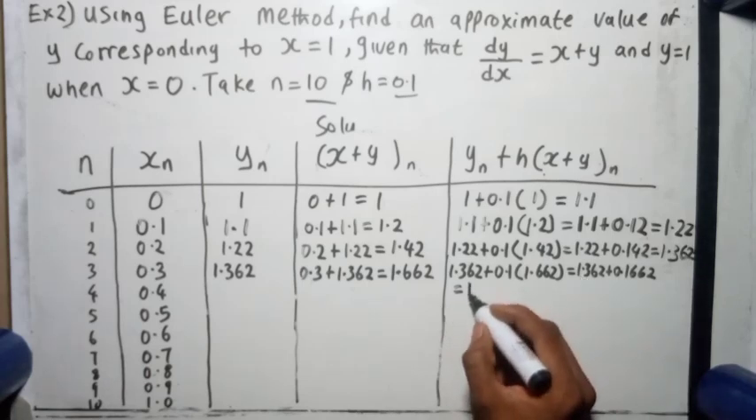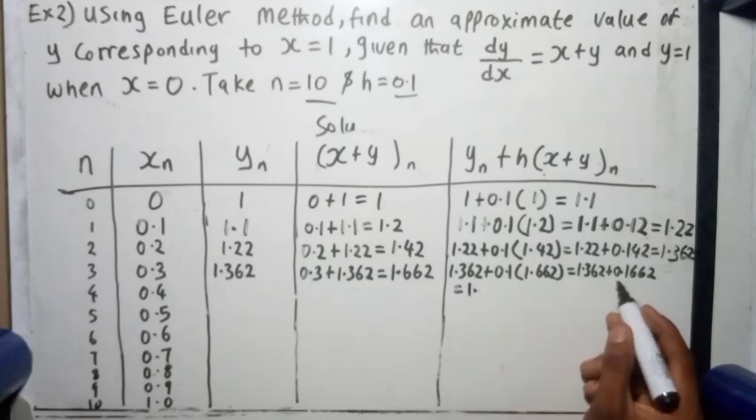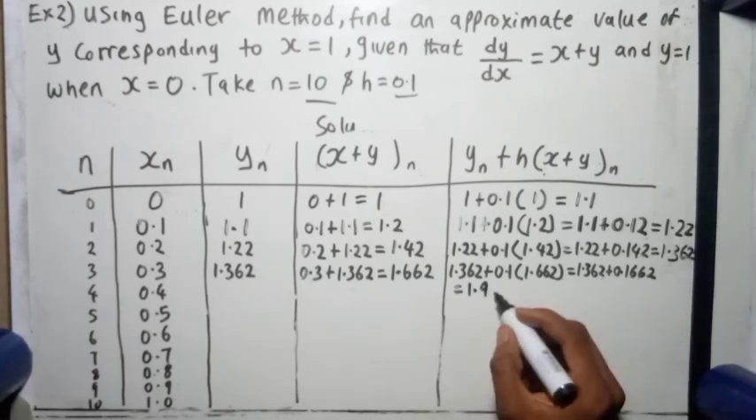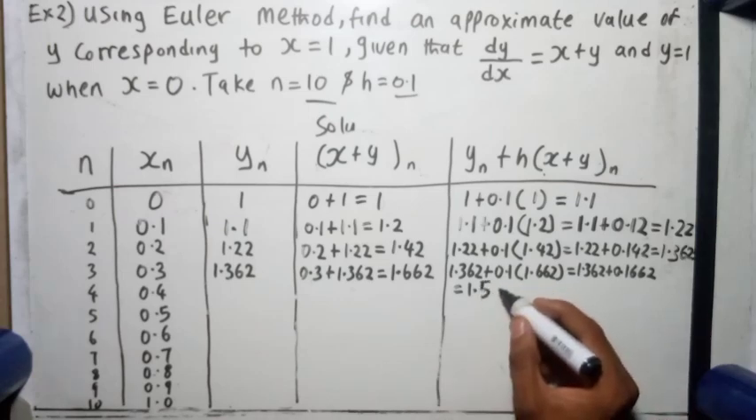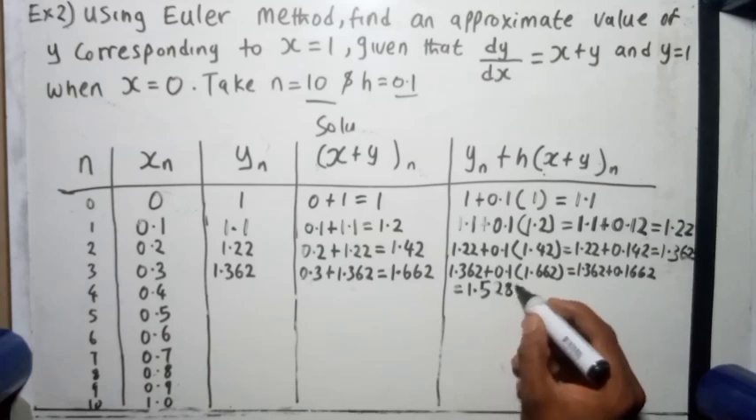so I'll give you 1.9. No, no, don't make mistakes somewhere. Now use the calculator. 1.362, you add it to 0.1662. You will have 1.5282.